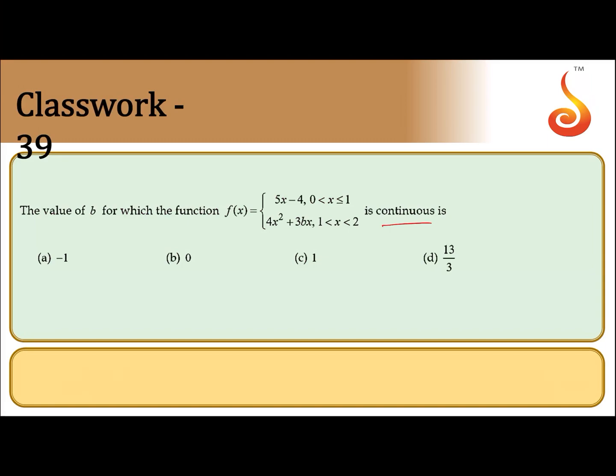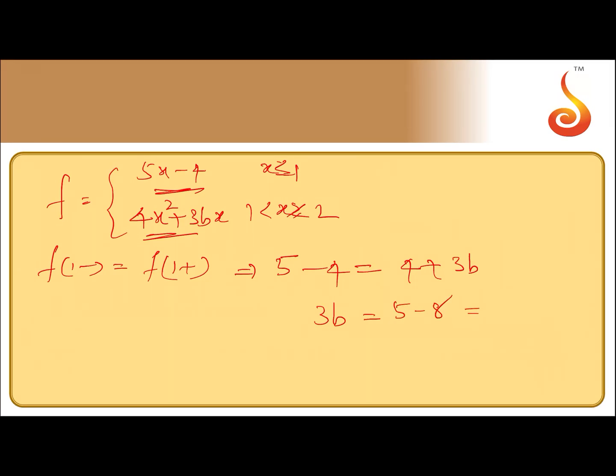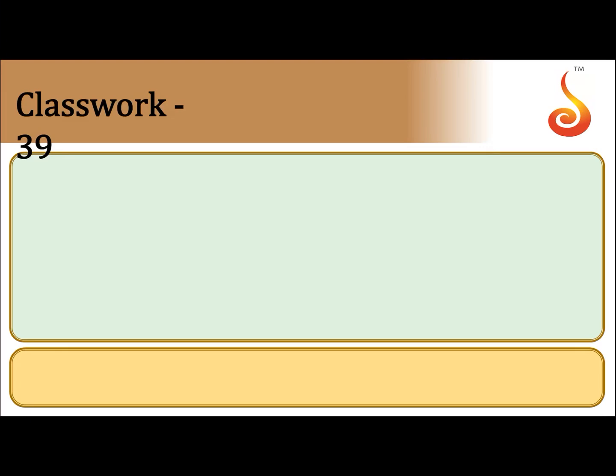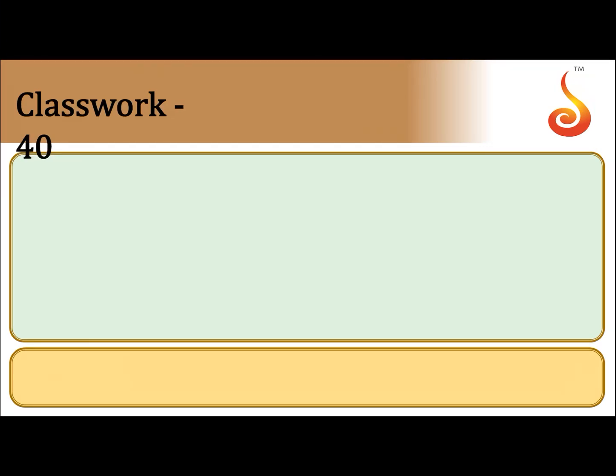Because it is continuous at x equals 1, it is a continuous function. So therefore f of 1 minus is the same as f of 1 plus, and that is written as 5. That implies 5 minus 4, substituting x equals 1, is equal to 4 plus 3b. So therefore 3b must be equal to 5 minus 8, that equals minus 3. So b is equal to minus 1. So the answer is minus 1.